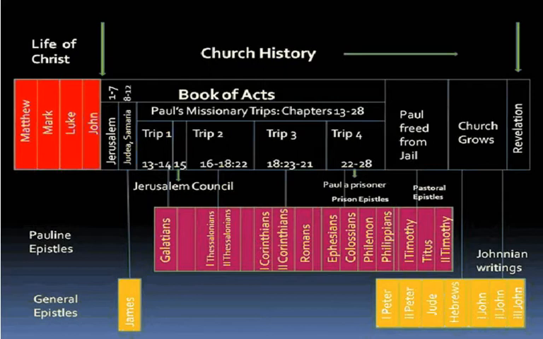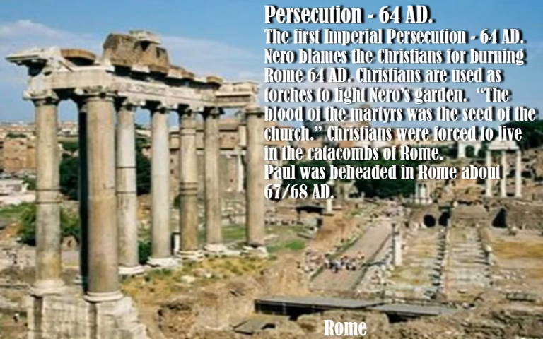Now here, in the book of Acts, we have the beginning of the church in Jerusalem. And then we have Paul's missionary journeys. And during these journeys, he wrote these different books. We have the prison epistles while he was in prison in Rome, in Ephesians, Colossians, Philemon, and Philippians. We have the pastoral epistles, which we believe Paul was freed from jail, and he wrote to Timothy and Titus. And then we have the book of Revelation.